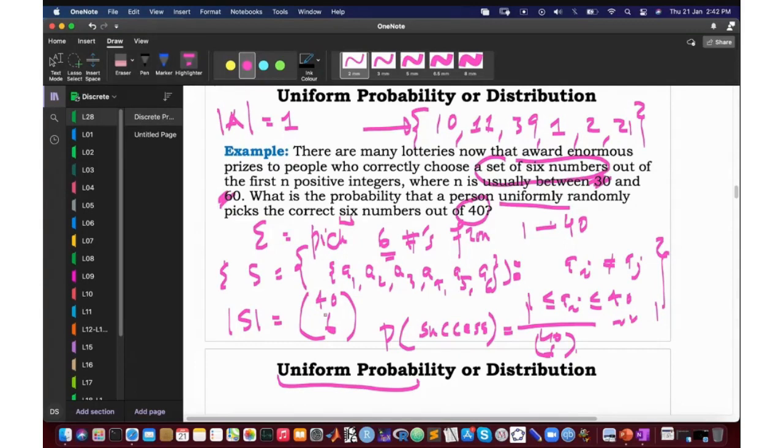जी सर, वो मैं सैंपल स्पेस नहीं बना पा रहा था, अब पता चल गया 40 चूज 6 होगी सैंपल स्पेस. हाँ. Just keep in mind that it's not 40. हम पहले 40 नंबर में से एक नंबर नहीं पिक कर रहे, हम 40 नंबर्स में से 6 नंबर पिक कर रहे हैं. So there are 40 choose 6 ways to pick those numbers.